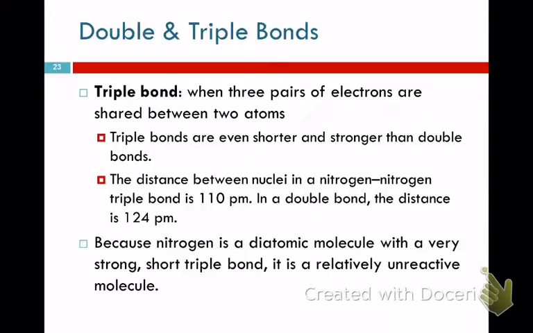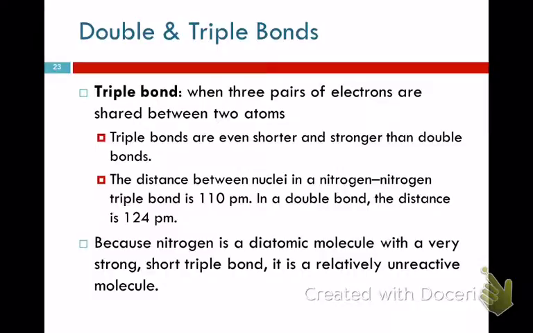Triple bond, 3 pairs of electrons. Again, nitrogen-nitrogen triple bond is 110 picometers, and the bond distance is 100. Double bond distance is 124. So again, triple bonds are shorter than double bonds, shorter than single bonds.